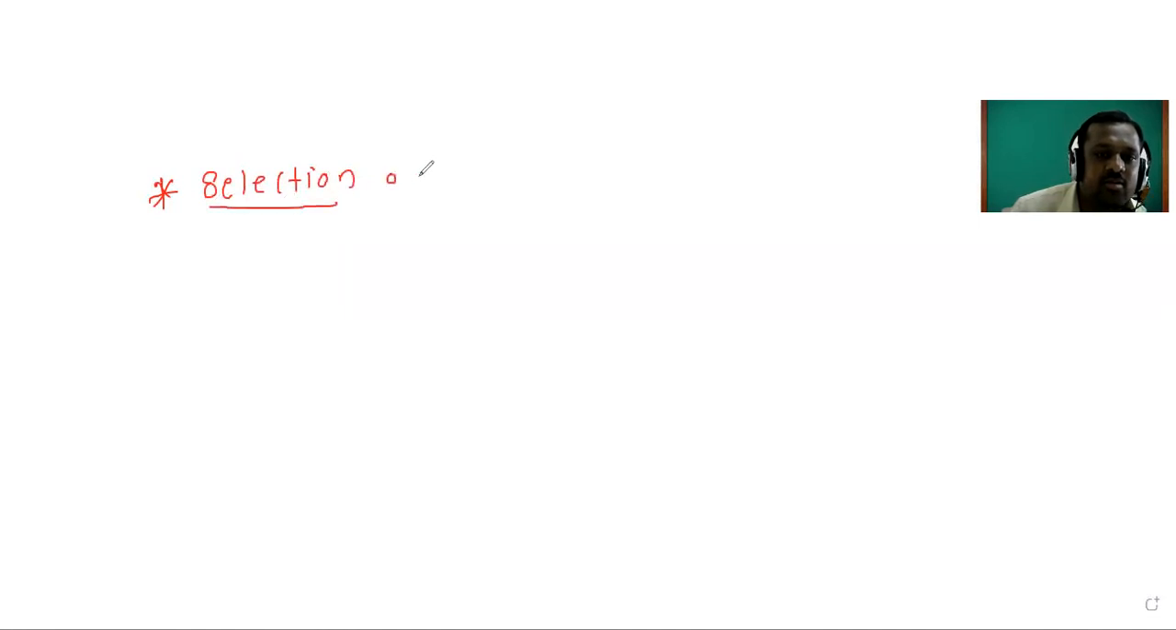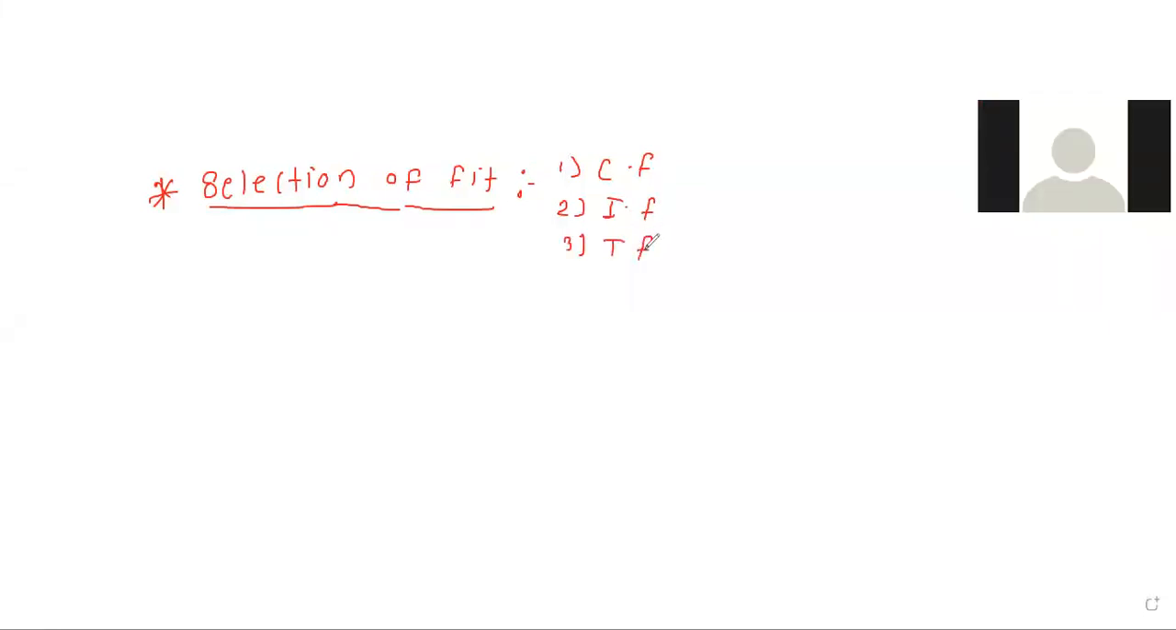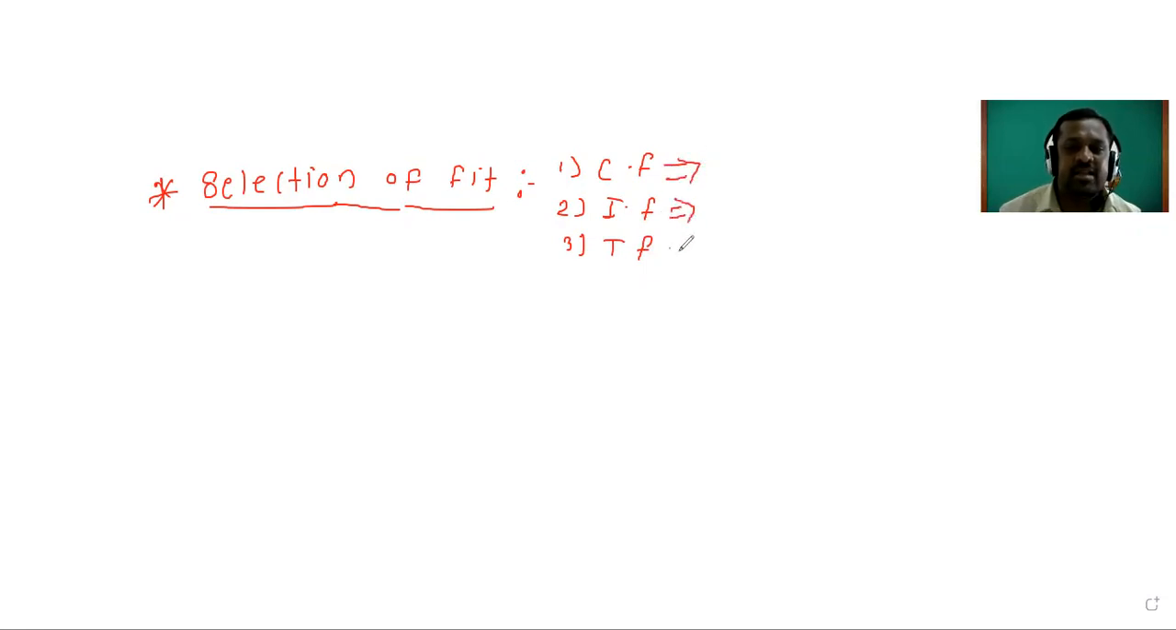Already we know what is meant by fit and what the different types of fits are. First is the clearance fit, second is the interference fit, and third is the transition fit. These are the three types of fits we know. What is meant by fit we also know: it shows the tightness and looseness between two mating parts. It is called the fit. In the clearance fit, the interference fit, and the transition fit, the position of the hole and shaft size we also know.